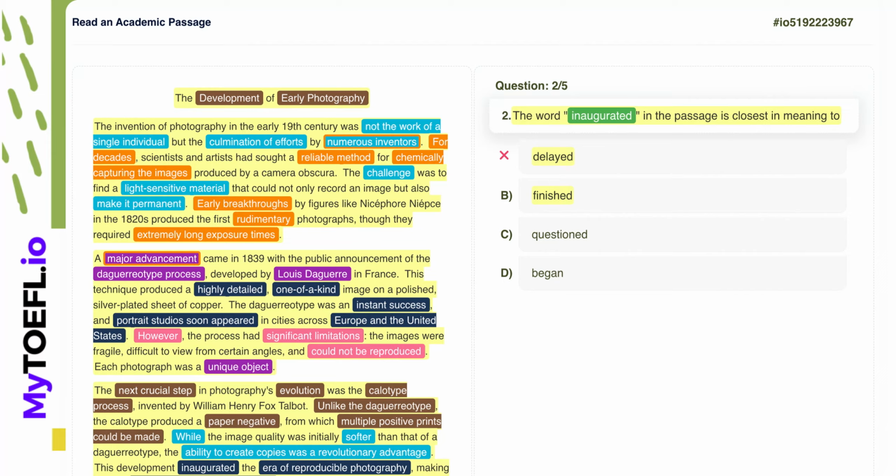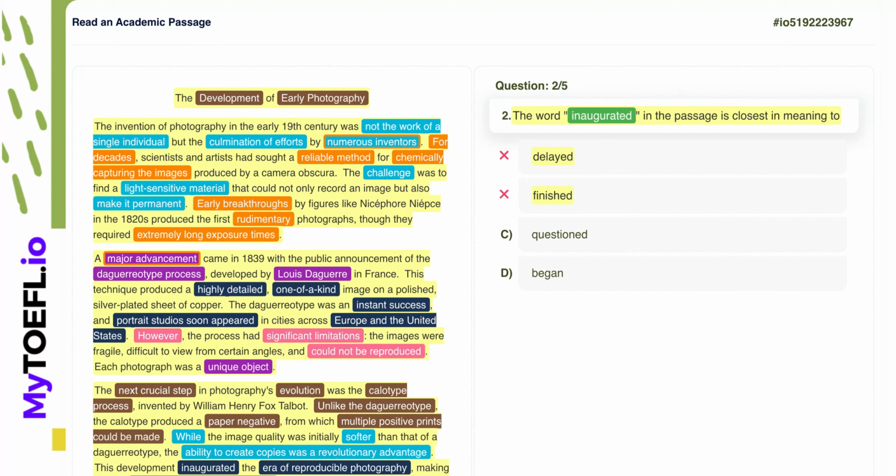Let's move on to option B, "finished." This means to end something. The calotype process didn't end the era of reproducible photography. It was the very beginning of it. The context is about a new era starting, not an old one finishing. Incorrect.